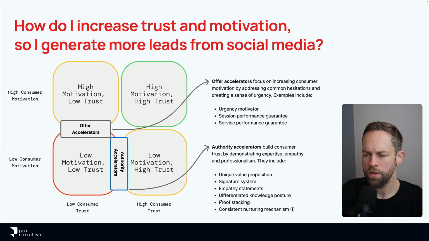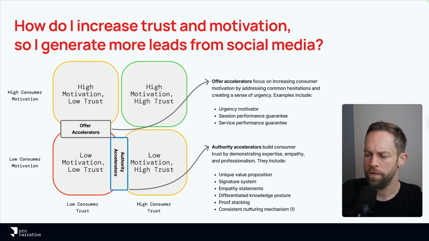A good, effective, differentiated knowledge posture contains your opinions and your insights. This is the stuff that's going to set you apart. If you can explain why you think something is happening, or how you think it's happening, or a prediction, or an insight into why something is happening, that will set you apart, as opposed to sharing content that is just like 5 reasons to do something.